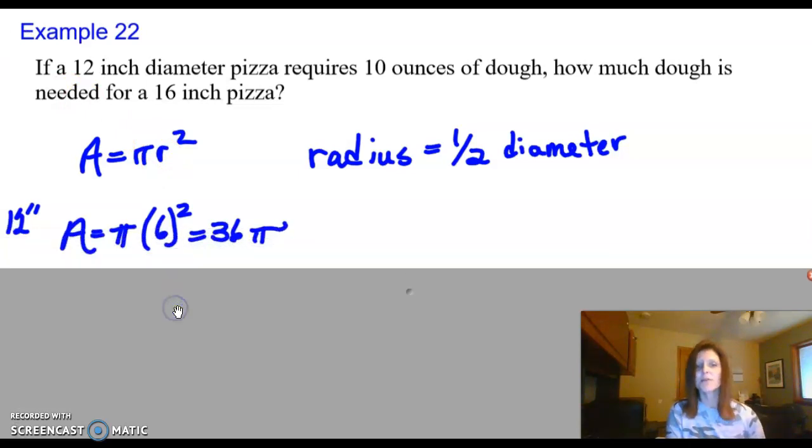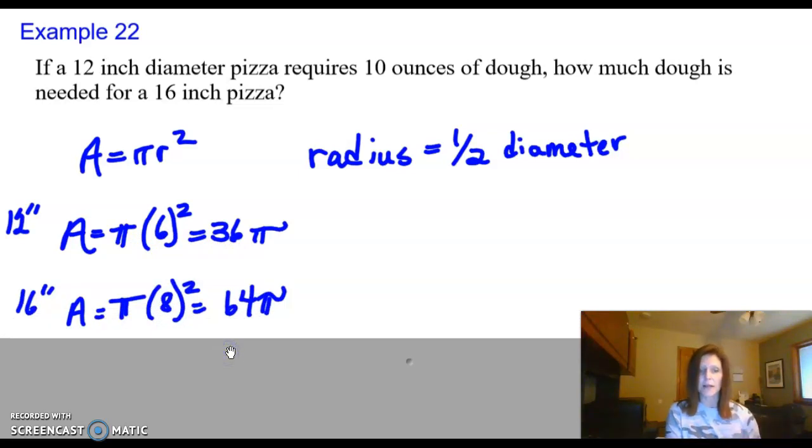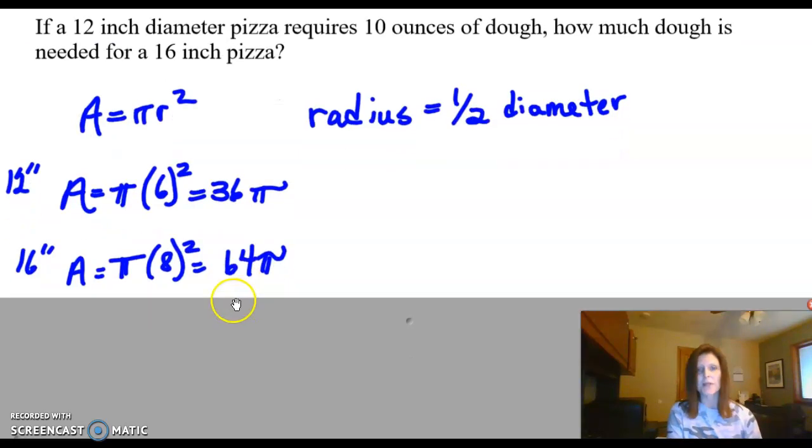So my 12-inch pizza, the radius would be half of that, or 6. So the area is pi times 6 squared, or 36 pi. For the 16-inch pizza, the area is going to be pi times 8 squared, or 64 pi. So now I can actually use this ratio: 12-inch pizza, or 36 pi area, requires 10 ounces of dough to figure out how much dough is required for the 64 pi.